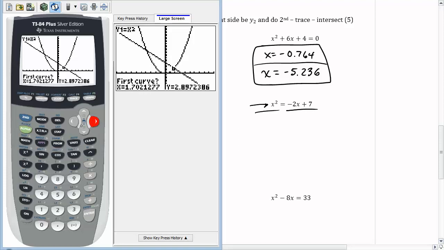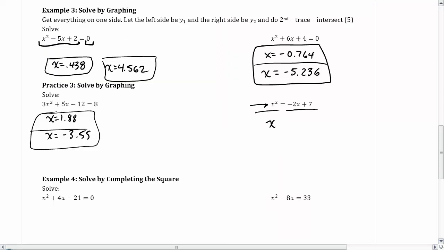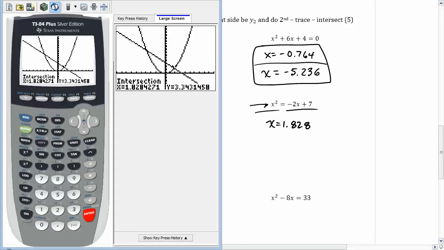Okay, so moving over, second trace intersect, get close to that intersection. This is not your solution. Okay, it says first curve, so it wants you to hit enter 3 times. This intersection is at 1.828. So x equals 1.828 is the first solution.